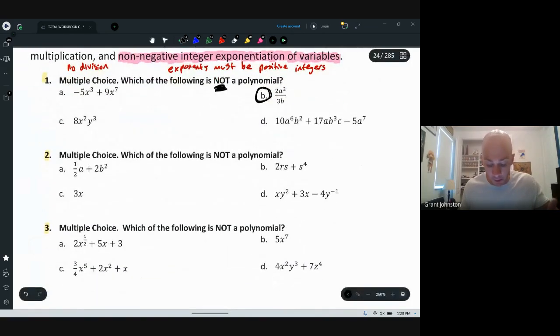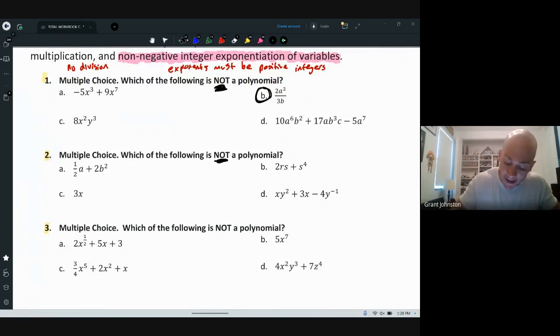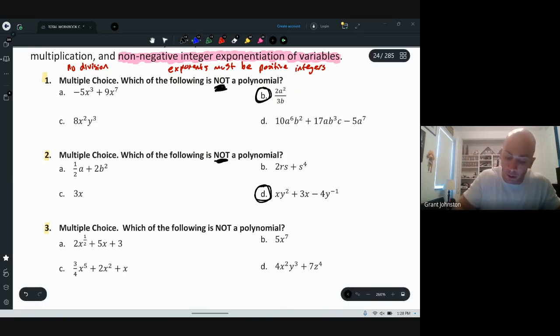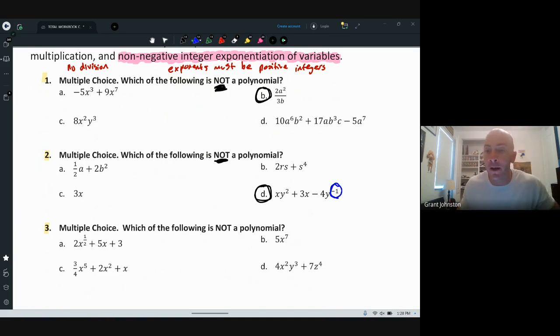Number 2 says, which of the following is not a polynomial? And we're saying not. And this answer is going to be D. Because look, right here, let me circle it in blue. Negative exponent. See, it says -1. That's bad. Can't have a negative exponent if it is a polynomial.